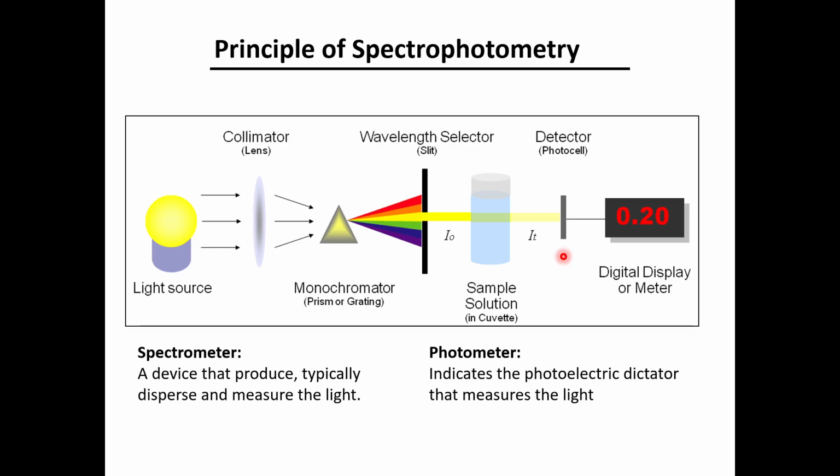So spectrophotometer, a device that produces, typically disperses and measures the light, while photometer indicates the photoelectric detector that measures the light.